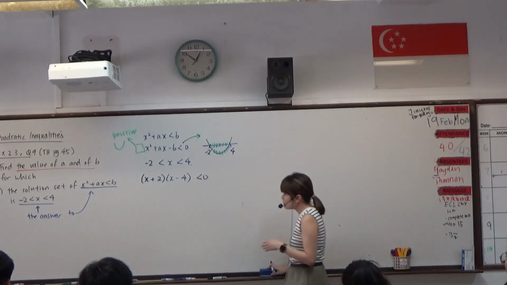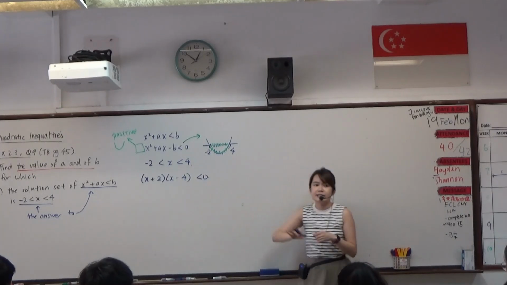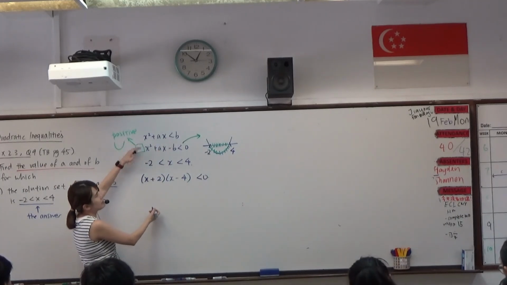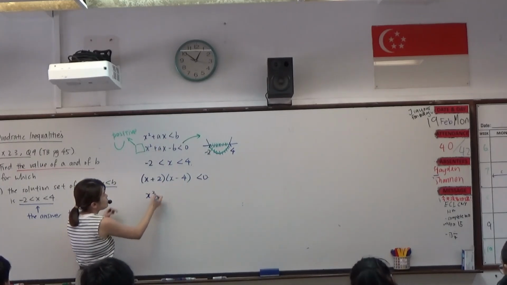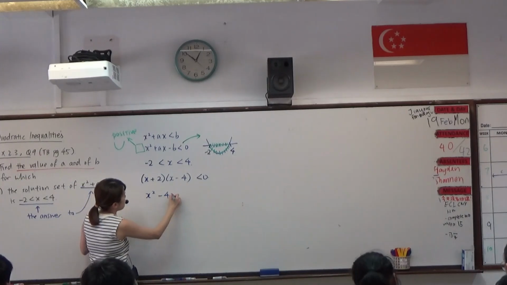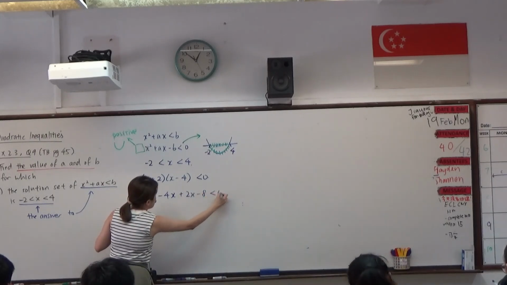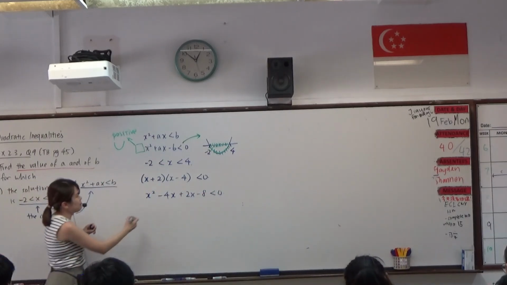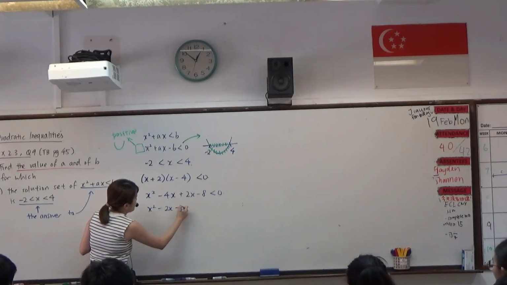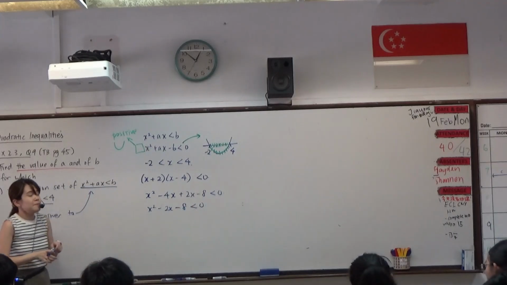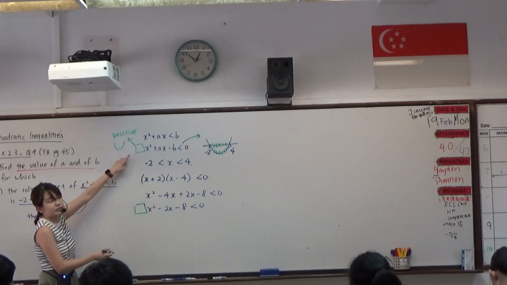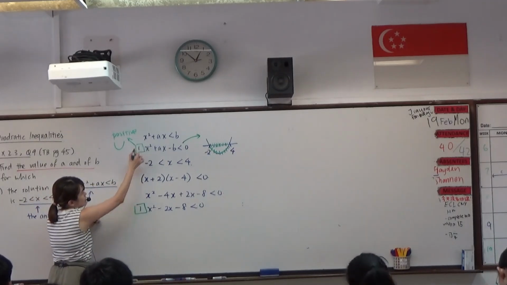So now that we have arrived at the factorization form, we are working backwards. I want to do a comparison eventually to the question that we have. So we expand this expression over here, we get x squared minus 4x plus 2x minus 8 less than 0, which simplifies to x squared minus 2x minus 8 less than 0. And we ensure that the coefficient of x squared is the same, it is actually both 1.